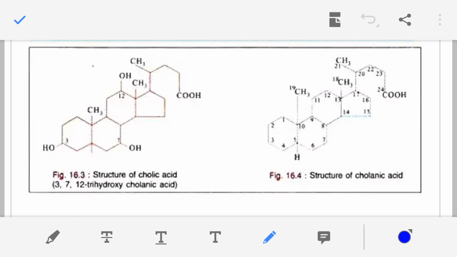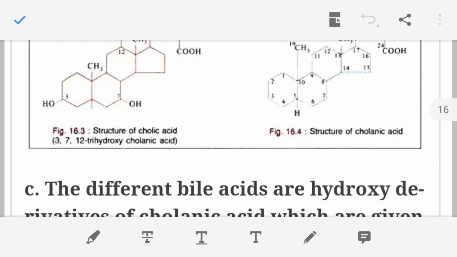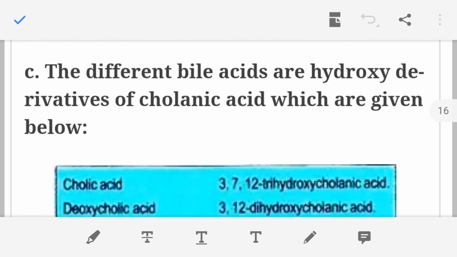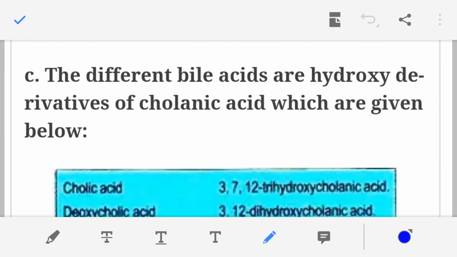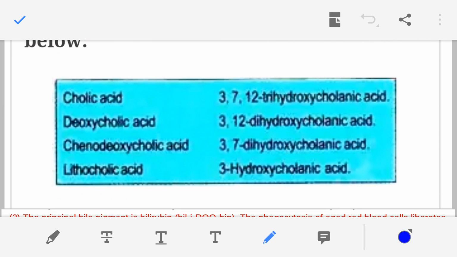These are the structures of the bile acids: cholic acid, then this one is also cholic acid, this one is colonic acid. Just go through the structures once. Now what are the bile acids? The different bile acids are hydroxy derivatives of colonic acid, and their names are given. So these are all derivatives of colonic acid, bile acids.